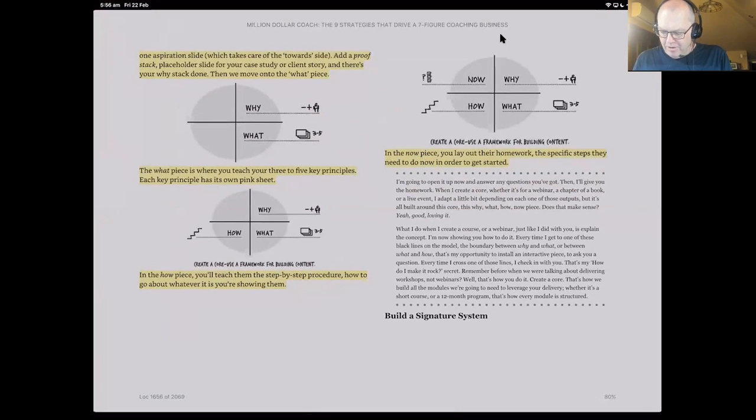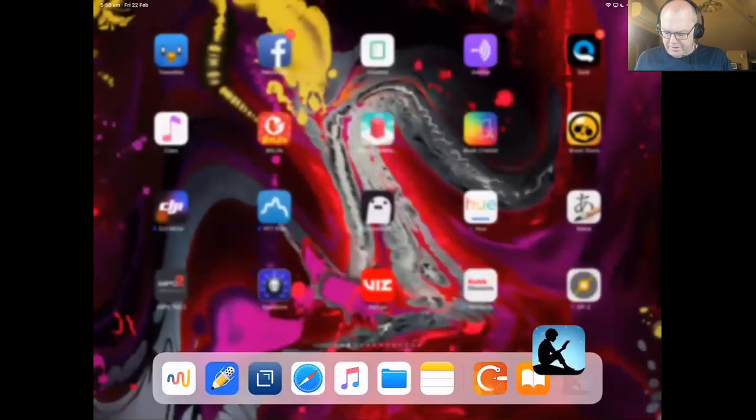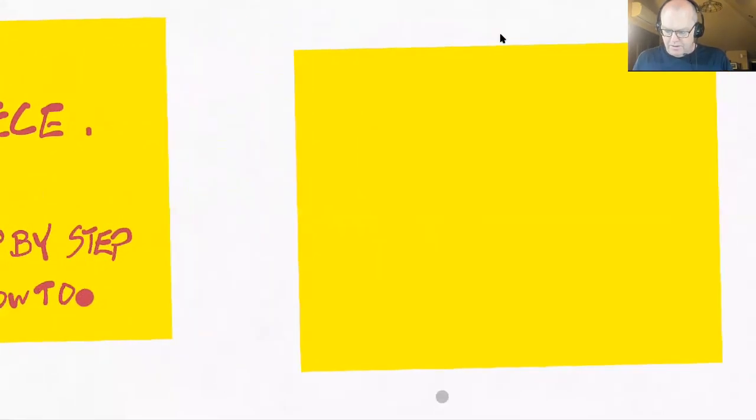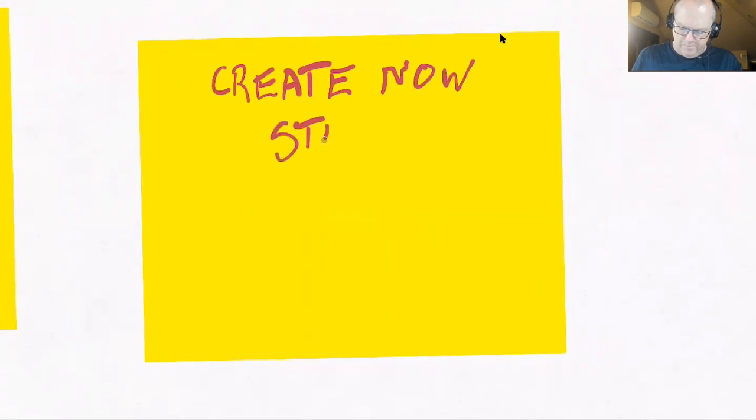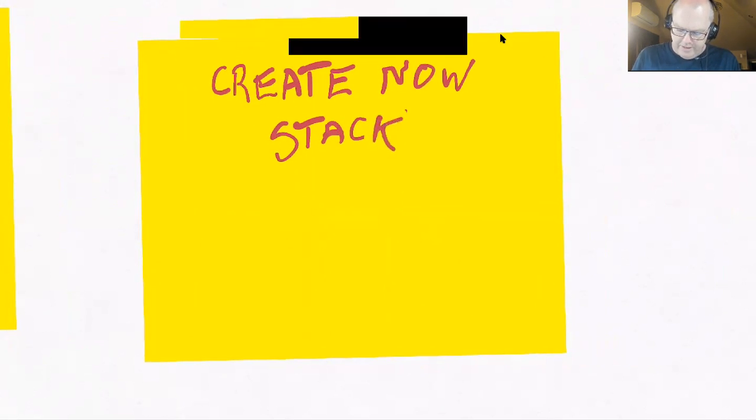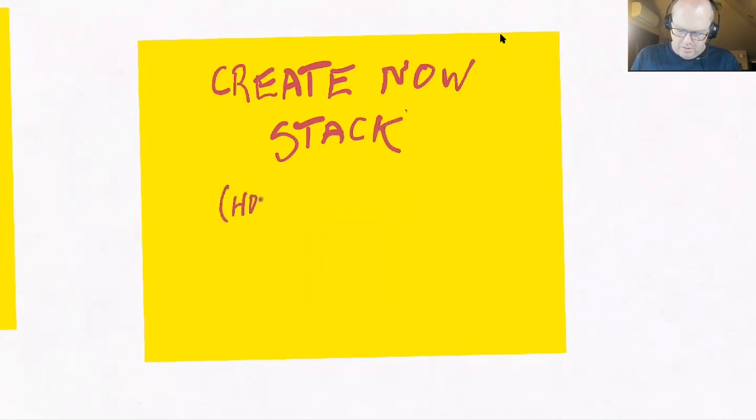Okay. Now, in the now piece, you lay out their homework, the specific steps they need to do now in order to get started. Okay, that's relatively clear. So let's get our concept. Create now stack. Oops. Create now stack. Homework.